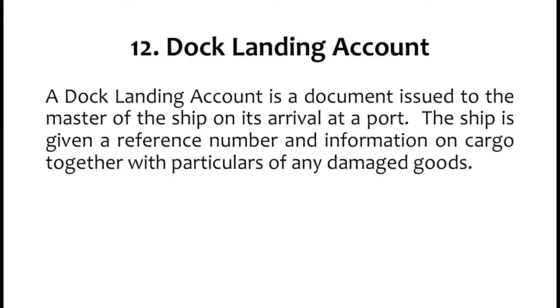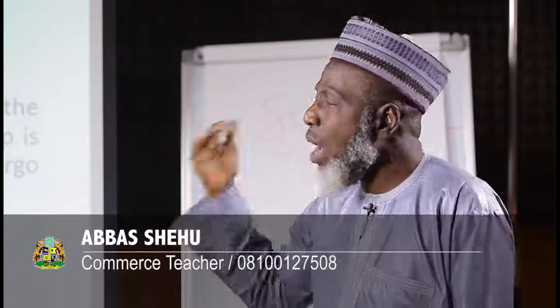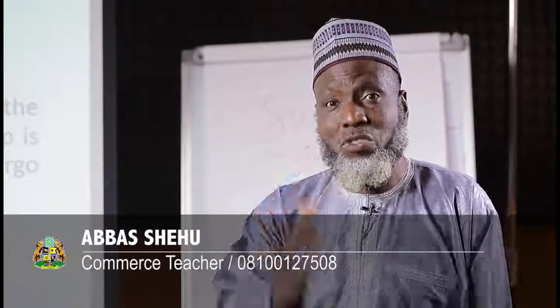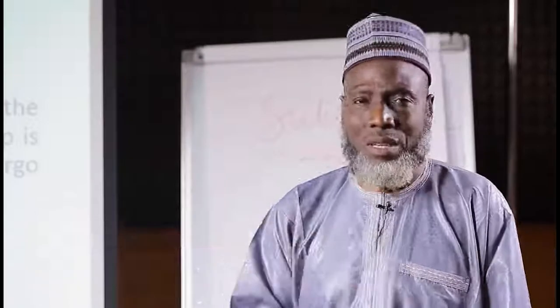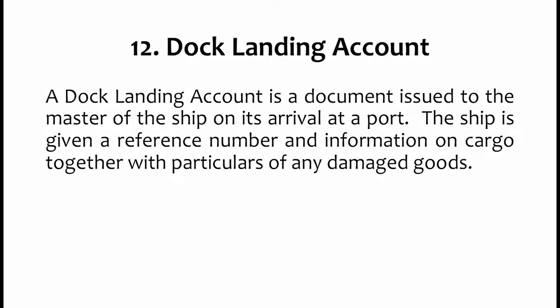Now, document number 12, which is dock landing account. This is a document issued to the master of the ship. We have been talking about ship because in international trade, the major means of transport is water, sea. So dock landing account is a document issued to the master of the ship on its arrival at the port. On its arrival, the ship is given a reference number and information on cargo together with particulars of any damaged goods, in case of any damaged goods.